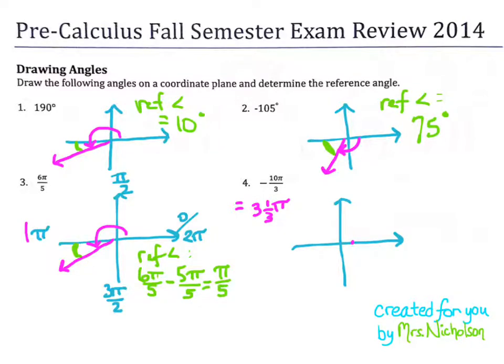And so that means I'm going to start here at the x-axis. I'm going to go down. Here's 1 pi, 2 pi, 3 pi. And then 1/3 would have me have my terminal side here in quadrant 2. 3 1/3 pi.